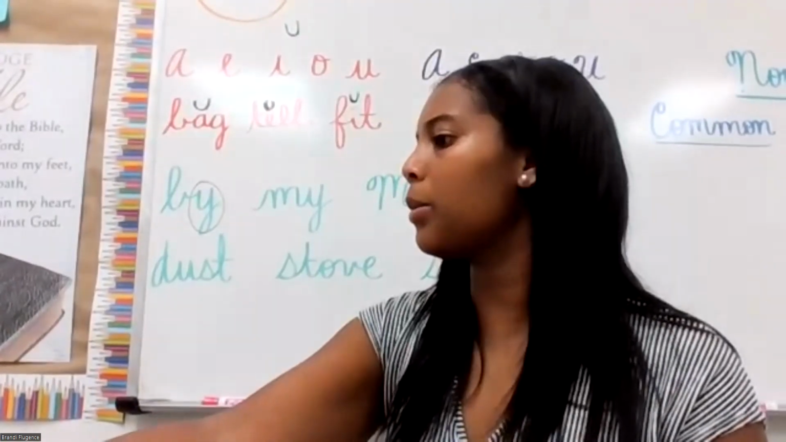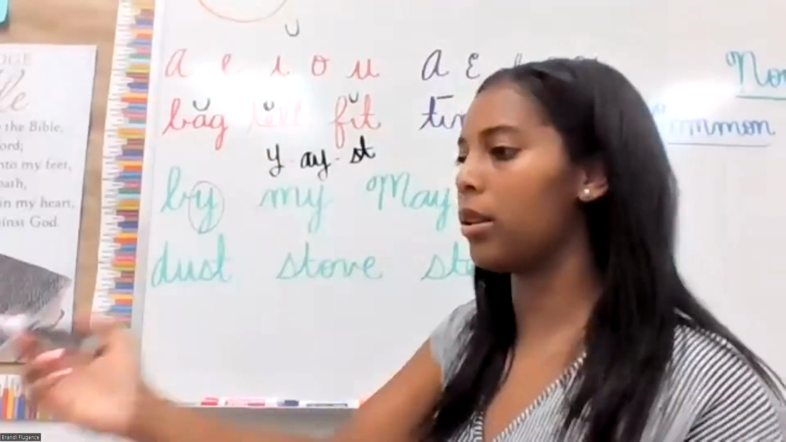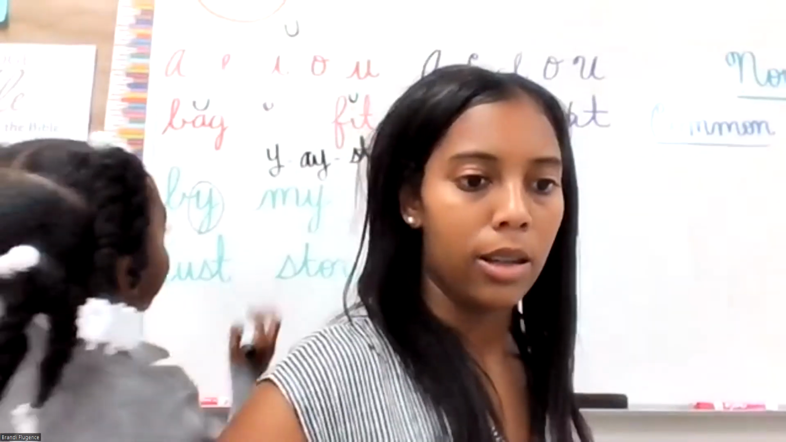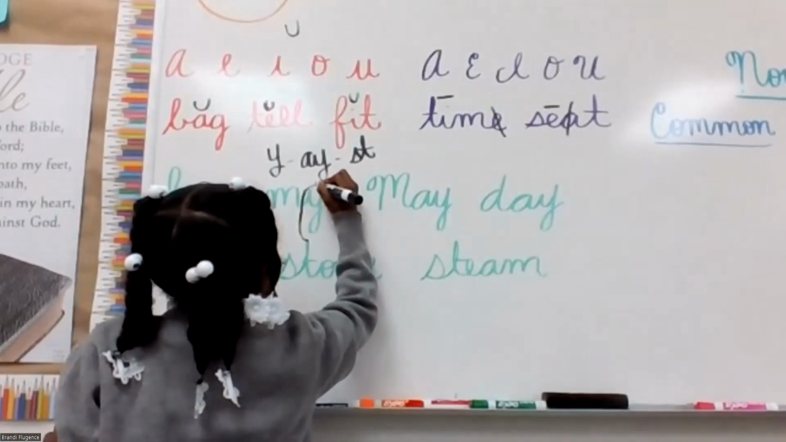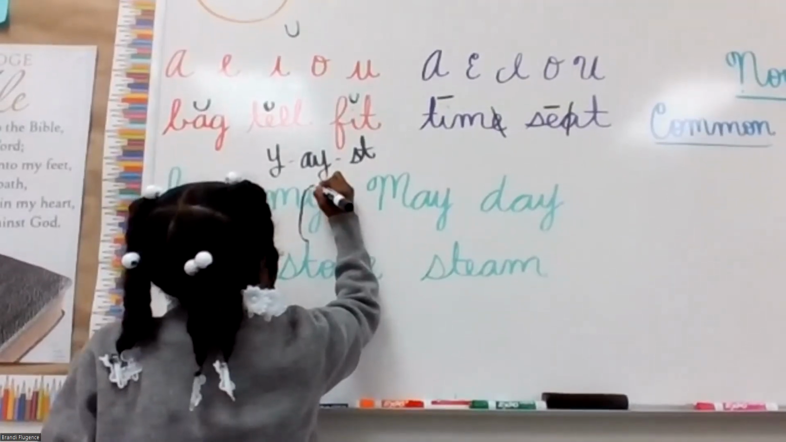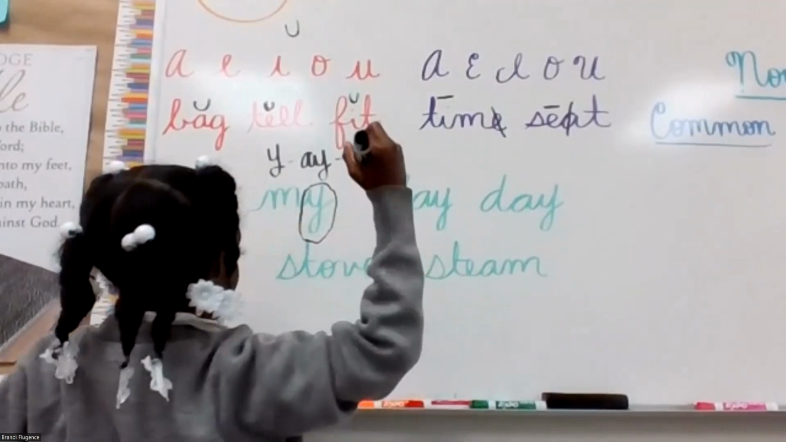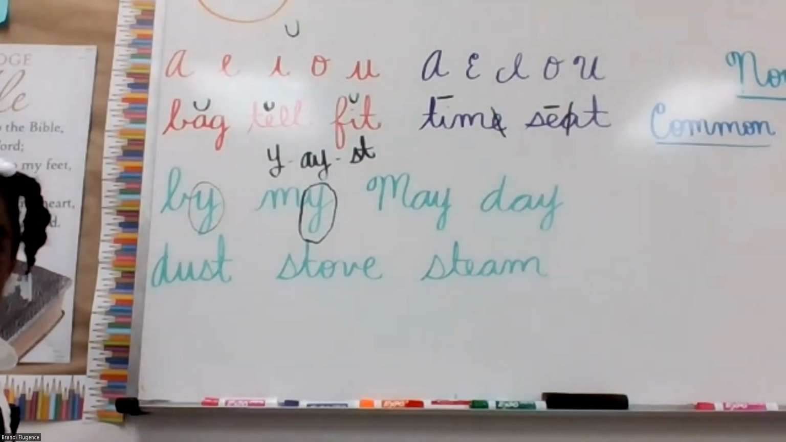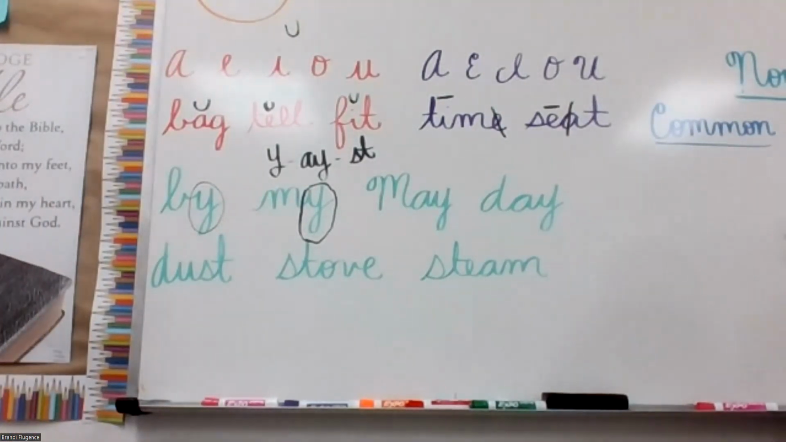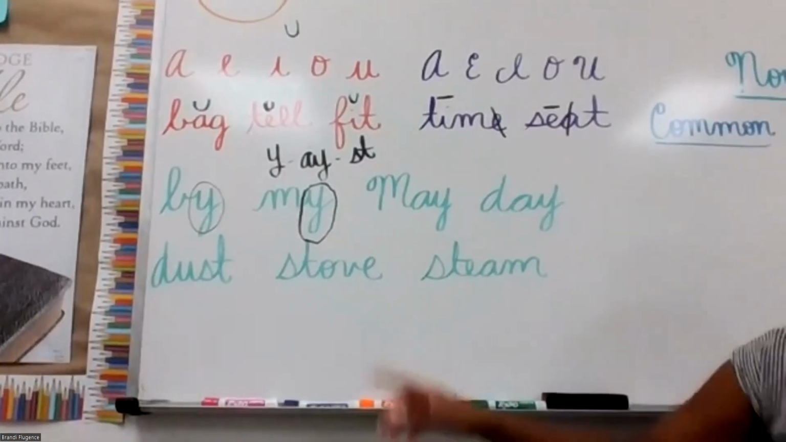Bye. Good. All right, Brayley, next one. Oh, hold on. Remember, we're doing Y, AY, ST. Okay, next one. This is really easy because we know this already. What's the word? My. Good. Next one, Elijah.